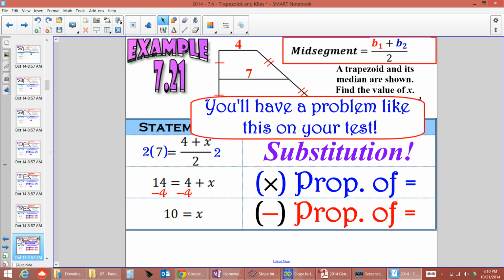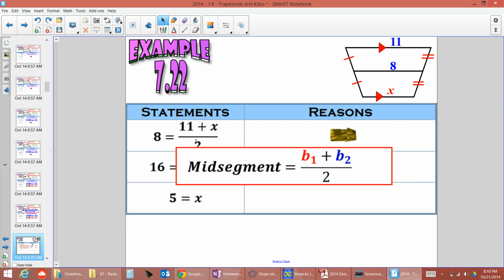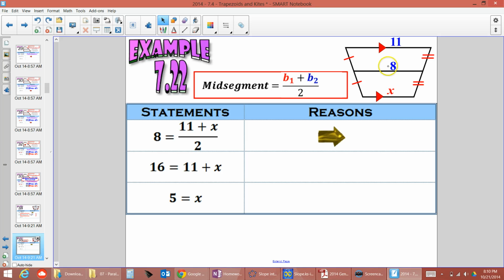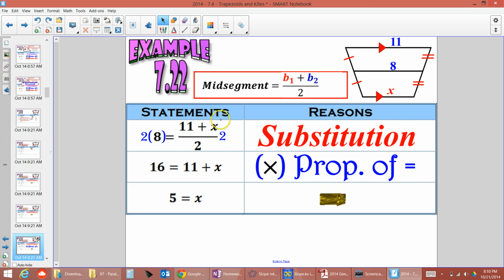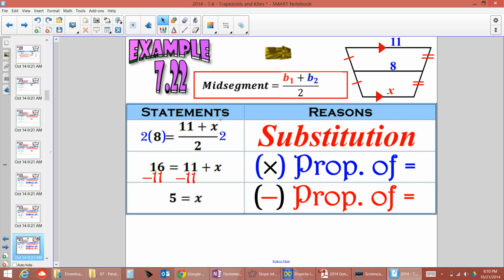I have a problem just like this on your test. Here's another one for the mid-segment. Again, I plug in my values. 8 is the mid-segment, it goes here. 11 is base 1, x is base 2, I plug those in. I multiply both sides by 2. I subtract 11, and I get x equals 5.